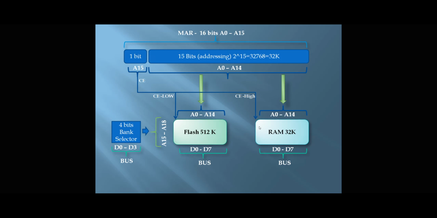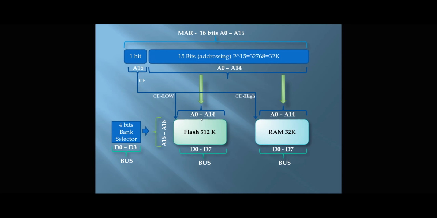Now, in case of RAM, it was quite easy because, again, we had 32K of addressing available to us, and the RAM is only 32K. However, in case of flash memory, it's going to be a challenge because our flash memory is actually a 512K flash memory. So obviously, just using these 32K addressing that we have available here, we would not be able to address the whole flash memory.